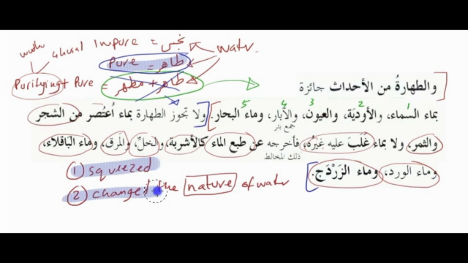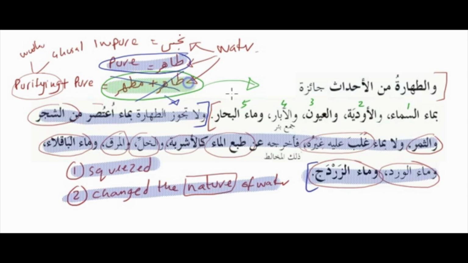Like I said, all these come under this type, and this is what Imam Qudoori wants to explain: two masalas. Water that you can perform wudu with, which is tahir and mutahir, and the second, those types of water where something has been added and a change has come to the water, either via squeezing or via changing in its nature. I hope that makes sense. Jazakumullah khair.